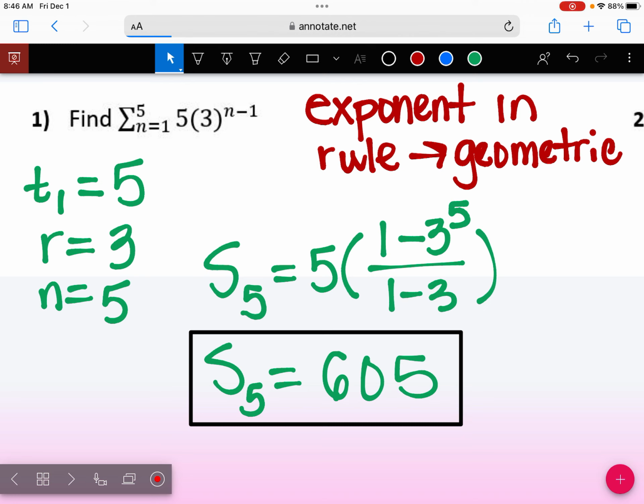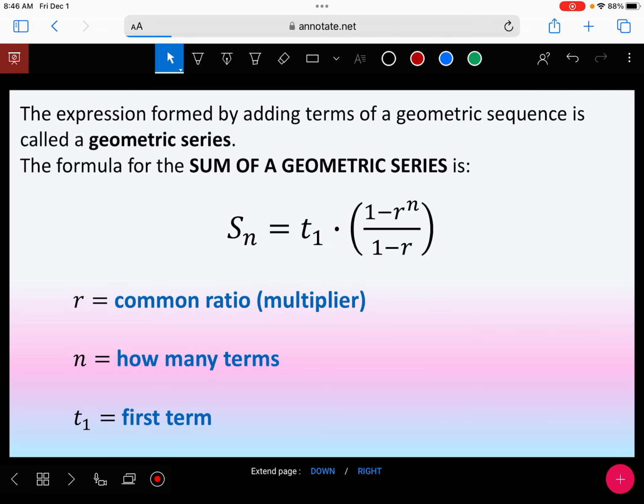So I got that my geometric sum is 605. That exponent of 5 isn't outside of the parentheses. No, so let's go back. Let's look at this formula. So make sure you copy it down exactly the way I have it written there.